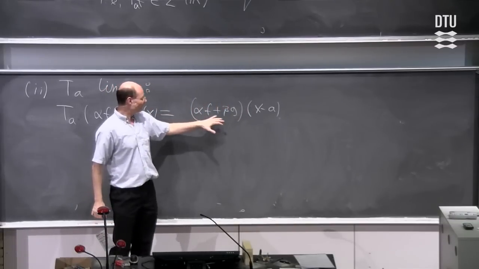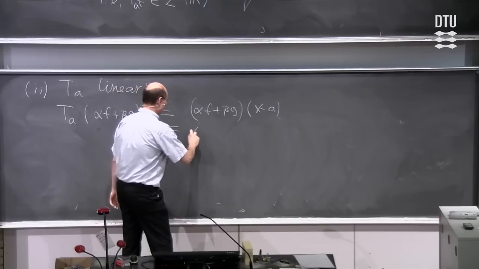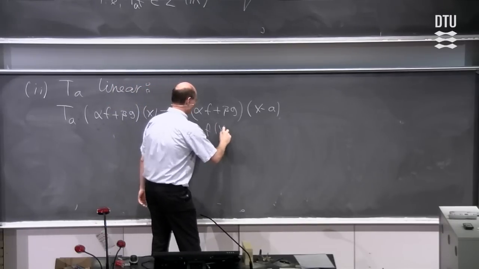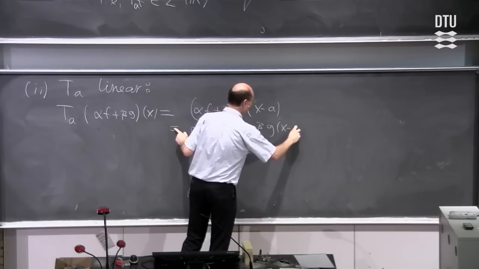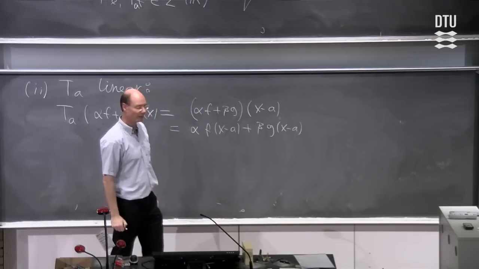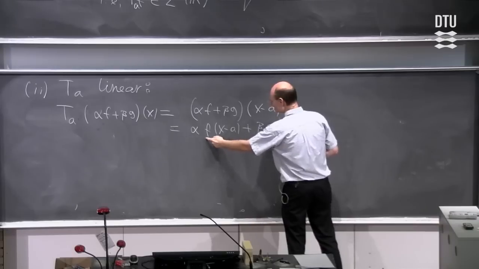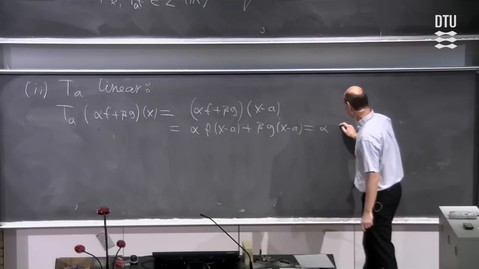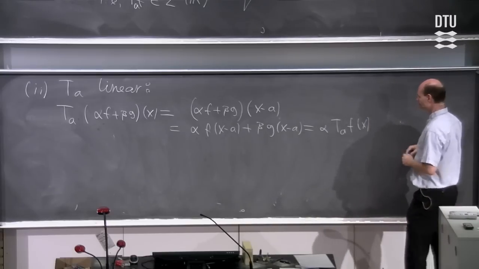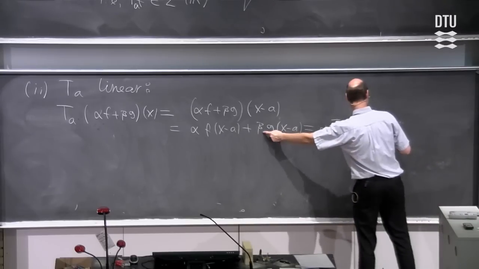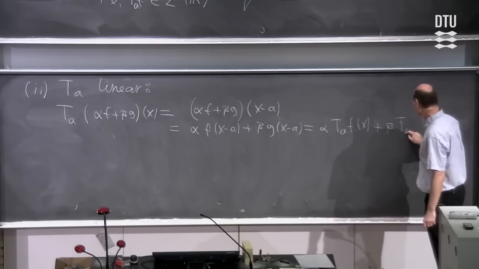But the function alpha f plus beta g evaluated at the point x minus a is the same as alpha times f of x minus a plus beta times g of x minus a. And if you look at this, you can see that this is exactly alpha times f of x minus a, which is the same as alpha T_A f of x.